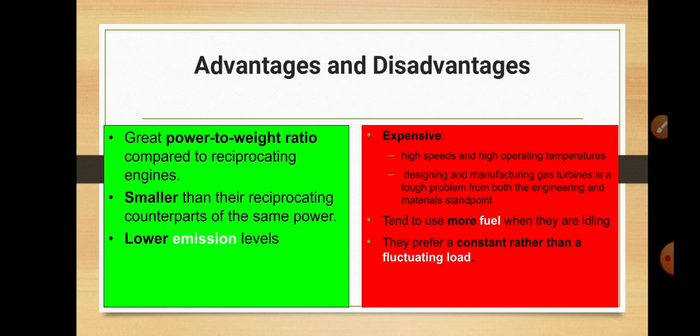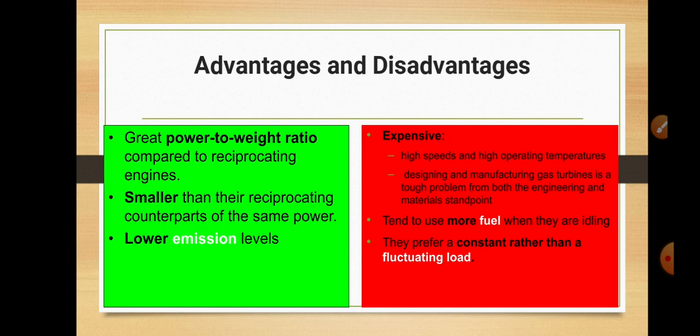Reciprocating engines are somewhat complicated. There are a much larger number of moving parts, and even if one part is damaged, it will cost much more. Here there will not be any problem like that. And lower emission levels: lower carbon emission levels will be seen in these gas generators.